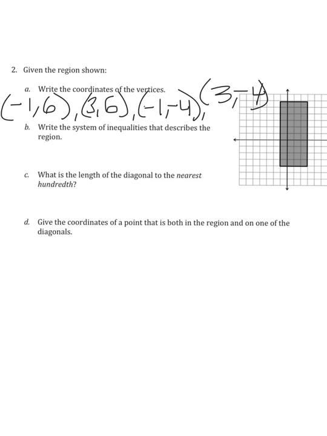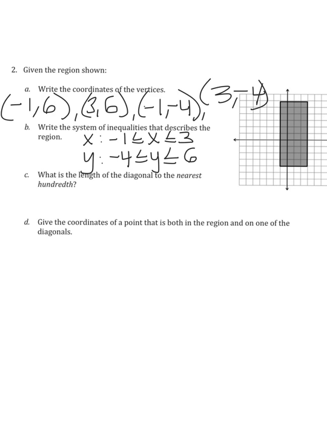The system of inequalities that describes this region are, for all my x values, they are in between and including -1 and 3. And for my y values, they are in between -4 and including 6.